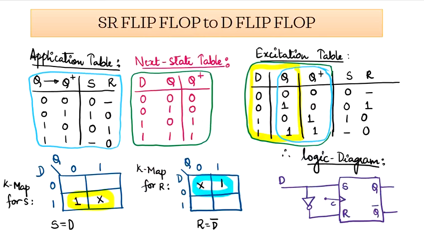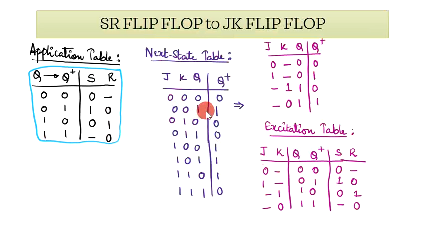Second, we have the conversion of SR flip-flop to JK flip-flop. Here, first we need to write the application table of the SR flip-flop. This is exactly the same as in the previous conversion. So we have the application table. Now when we draw the next state table for the JK flip-flop, as you know, we have a total of 8 input combinations. We reduce this and this is what we get.